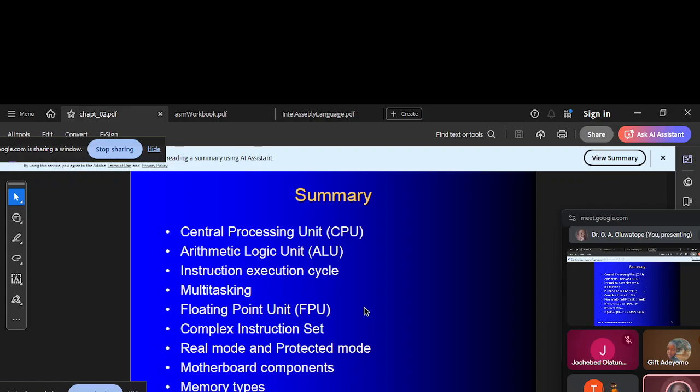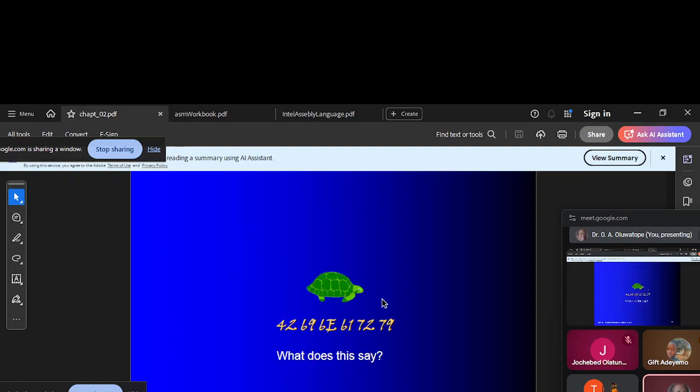So in summary, the whole of chapter 2 talked about CPU, ALU, instruction cycle, multitasking, floating point units, complex instruction set, and the various memory modes, real and protected. We looked at the motherboard components, memory types, input, output, and access levels.